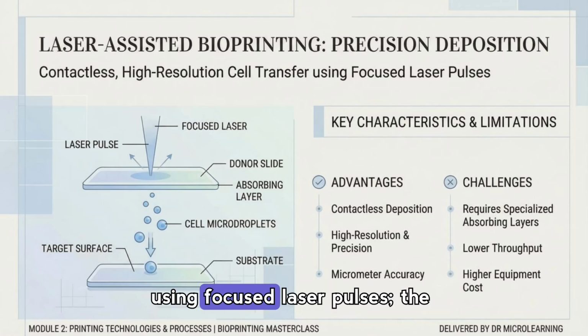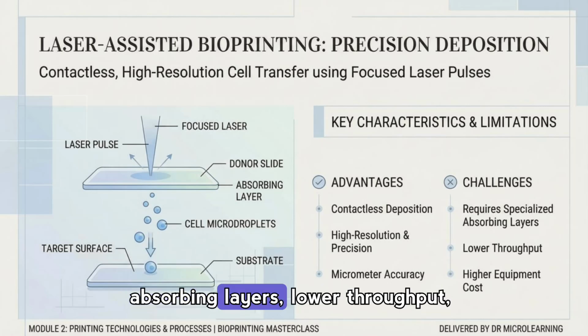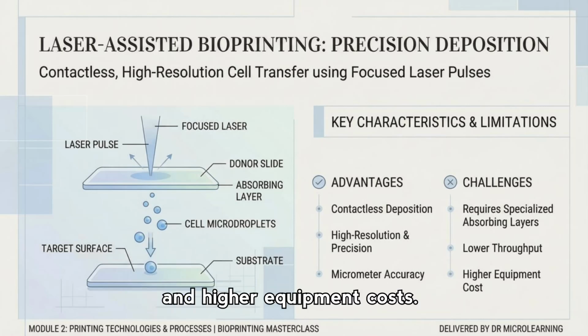Laser-assisted bioprinting offers contactless, micrometer precision by transferring cell microdroplets from a donor slide to a target surface using focused laser pulses. The advantage is high resolution and minimal mechanical stress, while challenges include specialized absorbing layers, lower throughput, and higher equipment costs.